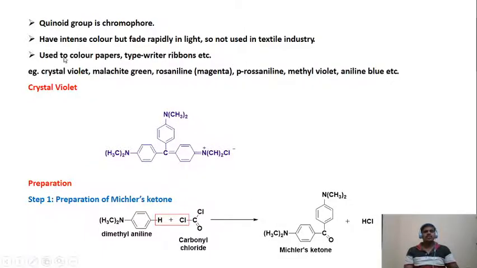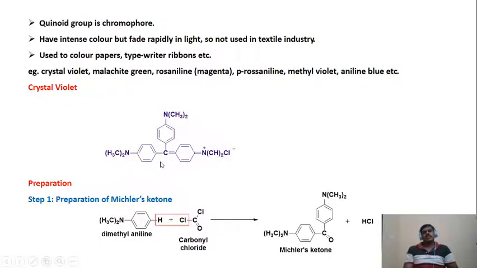So it is used to color papers, typewriter ribbons, etc. Here it is used as a dye. Examples of this particular class are crystal violet, malachite green, rose aniline, that is magenta, para-rose aniline, methyl violet, aniline blue, etc. Out of these examples, crystal violet we are going to see in a bit more detail, its preparation and uses. So this is the structure of crystal violet, which is shown in violet color.